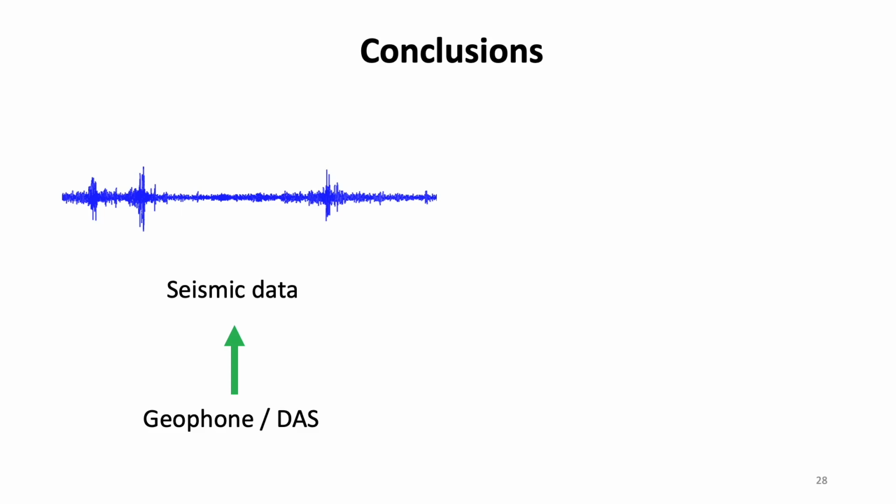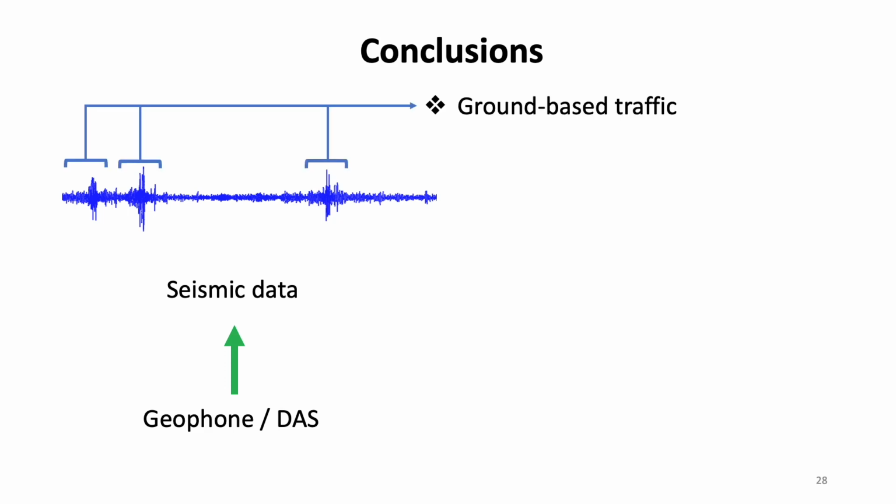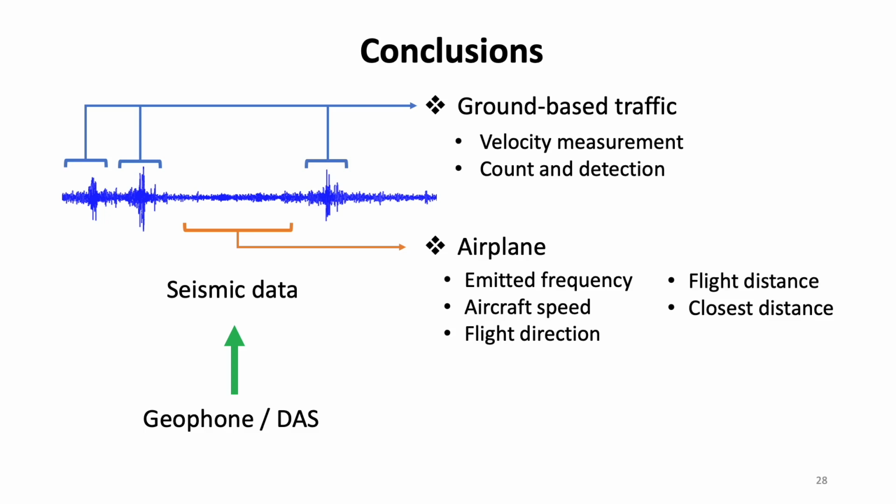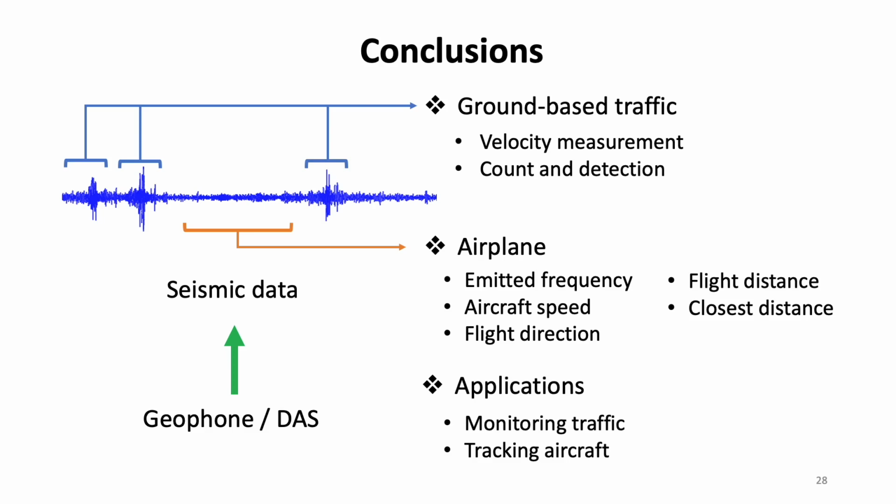As conclusions, in this research, we demonstrate that geophone and DAS arrays deployed in cities can record the ground motions induced by ground-based traffic and airplanes. We can use geophysical methods to extract many useful traffic parameters, which describe the traffic situation and flight status. Our research reveals the potential new applications of geophysical tools for traffic monitoring and airplane tracking.